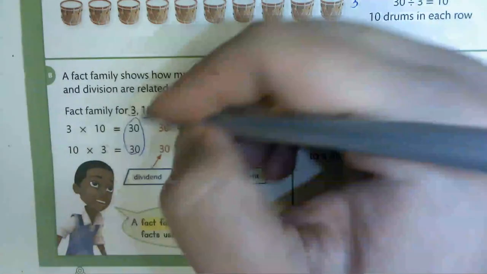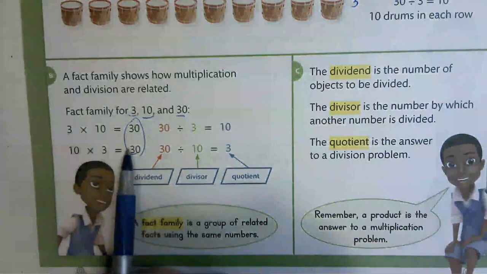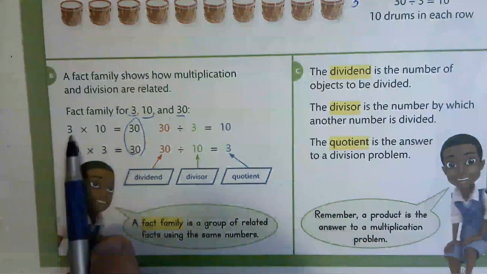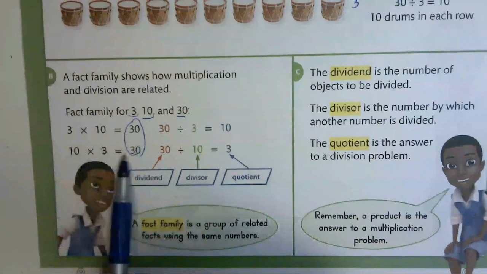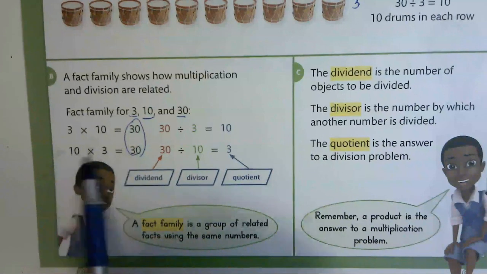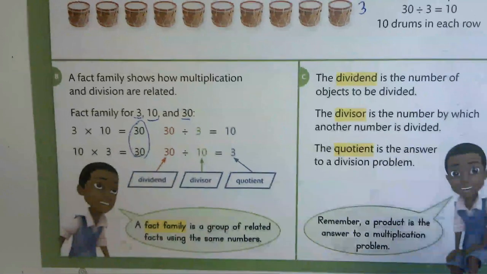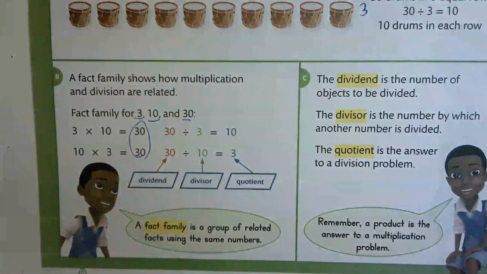Do you notice when I do my multiplication facts, the product will always be the same, okay? So I had 3, 10, and 30. Then I had 10, 3, and 30. Those are the three numbers that we can use for this multiplication part. And when I come over here to the division part, I can use those same numbers, but now I'm going to break them into smaller parts.